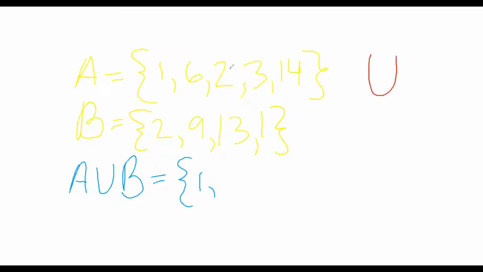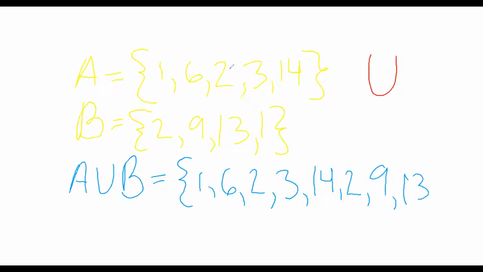We start with our set A, and we write everything that's in set A: 1, 6, 2, 3, 14. Then we continue with our set B, whatever's in B. So B has number 2, and since we don't have 2 already, we write it down in here. Our set B has 9, and we haven't written a 9 in here, so we write a 9. Our set B has a 13. We do not have a 13, so we write it in here.